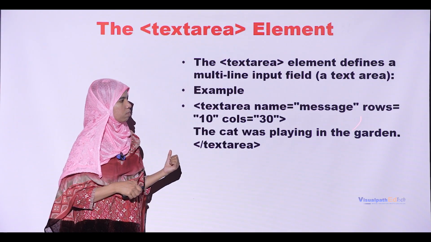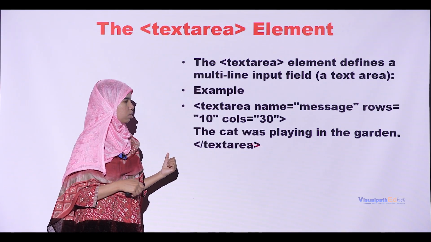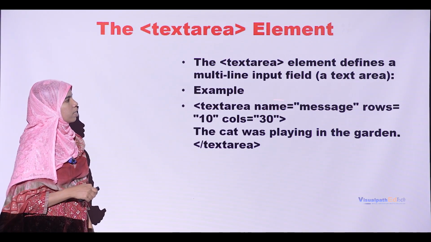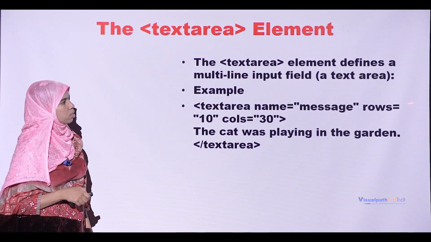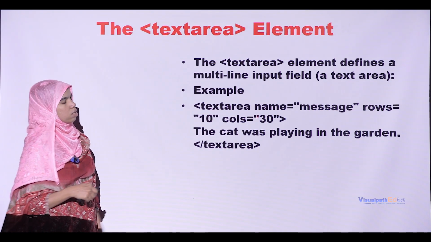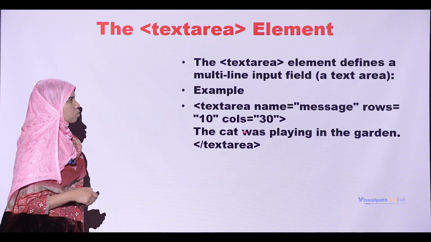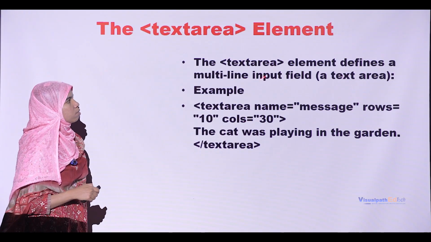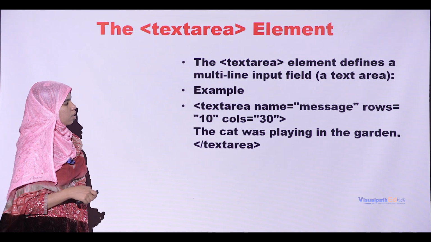Name, whatever message we are writing, it will go into it. Okay, so what is the name? It's an attribute. Its value is message. Rows is again an attribute. Its value is 10. The cols attribute, 30, is the size of it. So what is textarea? It's an element that defines a multiple-line input field.